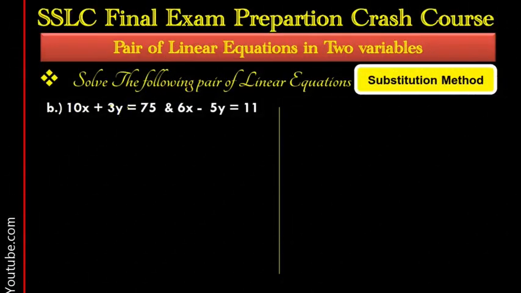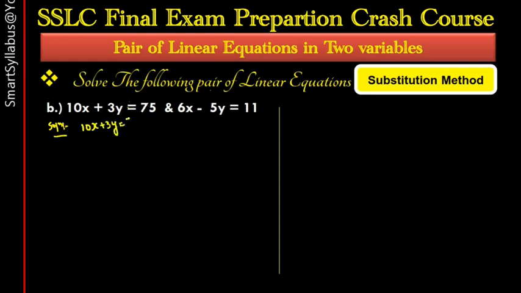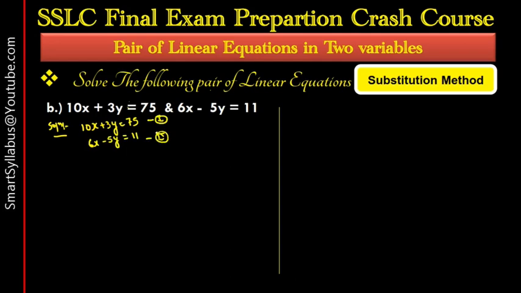So students, second example, finding the solution of a pair of linear equations by the elimination method. So the second equation, that's the same equation which we used in the previous video. So solution part, write down the equations: 10x plus 3y is equal to 75, 6x minus 5y is equal to 11. Call it as equation 1 and call this one as equation 2.